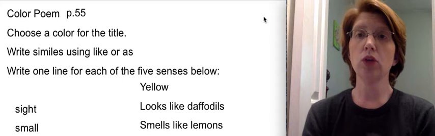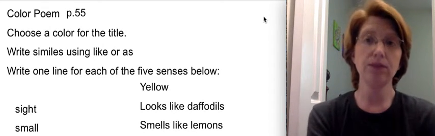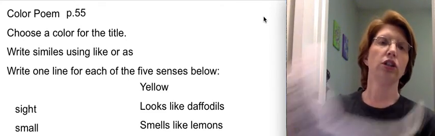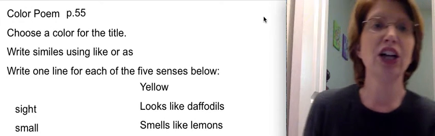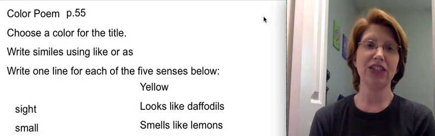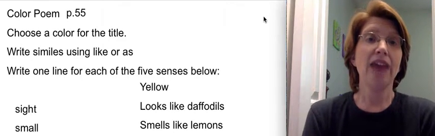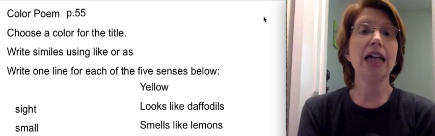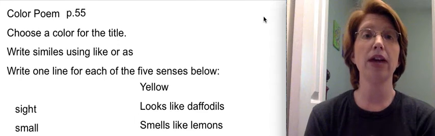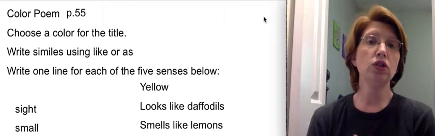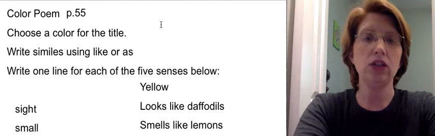Okay? So we're going to try a different kind, and this one is described on page 55 in your Shurley Grammar book that looks like this. And this is a color poem. A color poem. So the first thing that you want to do is pick a color as the title of your poem. And then we're going to use similes. A simile is a good writing strategy to use to compare something. And we use the words like and as when we do similes.